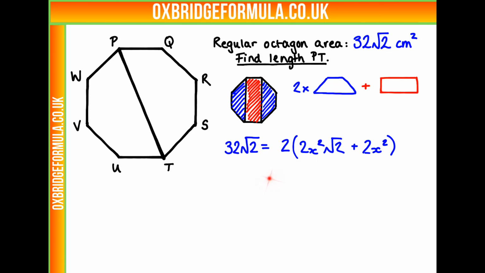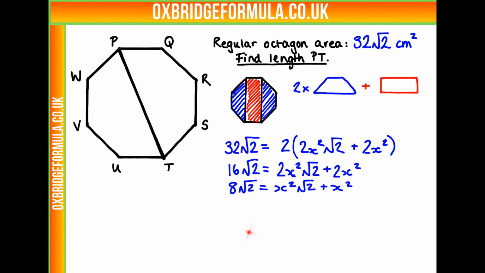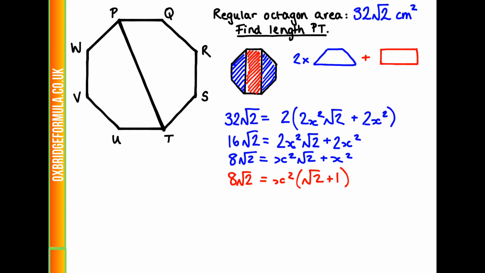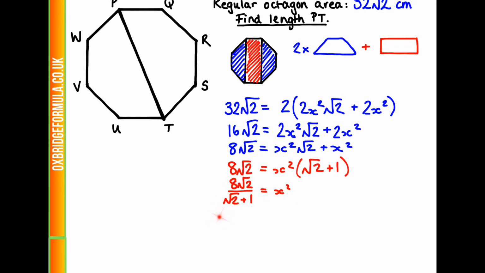So our first step is going to be to divide through by 2, and that gives us 16 root 2 equals 2x squared root 2 plus 2x squared, and we can divide through by 2 again to get 8 root 2 equals x squared root 2 plus x squared. We then want to try and find x by itself, so we can take out our x squared on this side, like this, and then we can divide through by root 2 plus 1 to give us this fraction here.